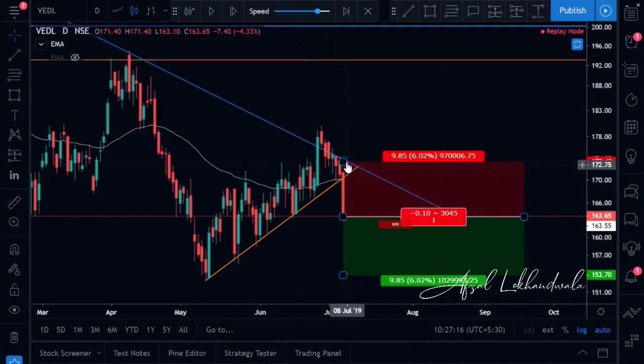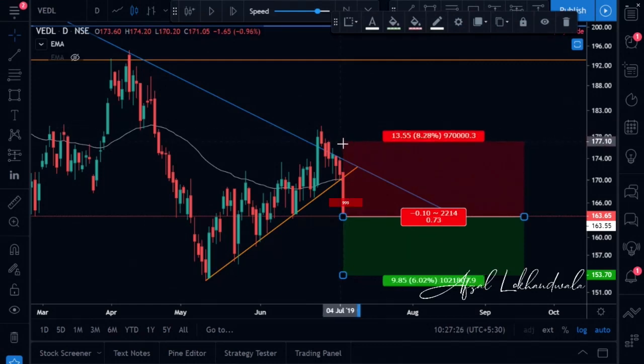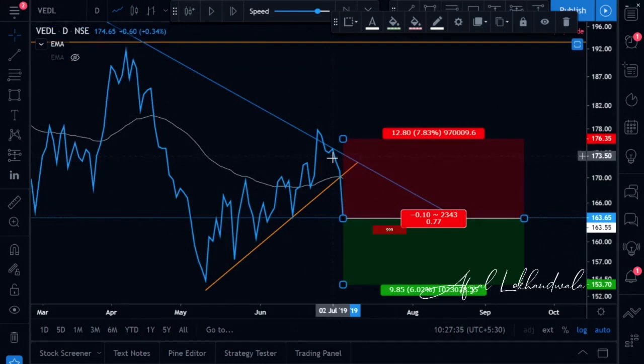I have two options. If you are a very conservative trader, you can place your stop loss right here at the swing high. If you are a little aggressive one, you can place your stop loss above this candle. There is this recent swing high. Let me switch to the line chart to show you. Now you can see that this is a recent swing high, this point.